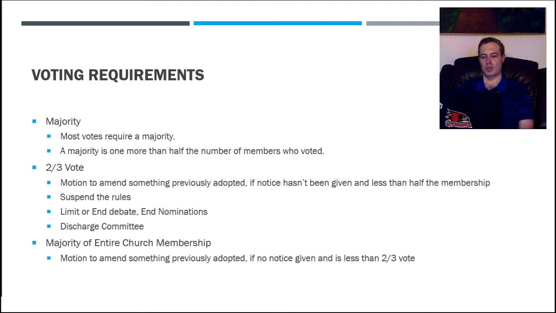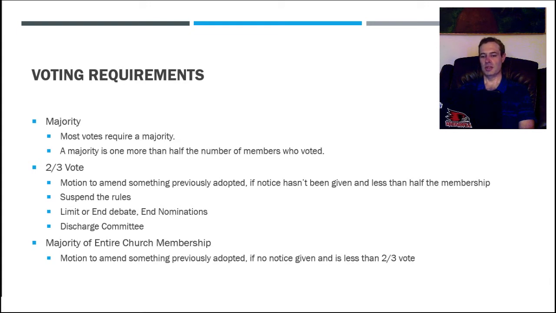Any motion that's to limit or end debate requires a 2/3 vote. Also, the one to end nominations would require a 2/3 vote, which is a very similar thing. And then the motion to discharge a committee. If you refer something to a committee, it requires a 2/3 vote to take it back from the committee.